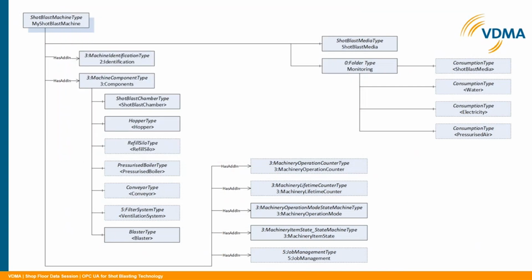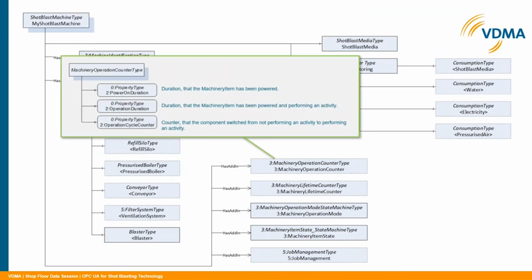And the last block that we've implemented in our information model is the machinery operation counter type. This is a typical counter, I would say, because with the machinery operation counter type, you can count the power on duration of your machine. So how long is my machine powered? You can count the operation duration. So how long is my machine in an active state, actively doing something?